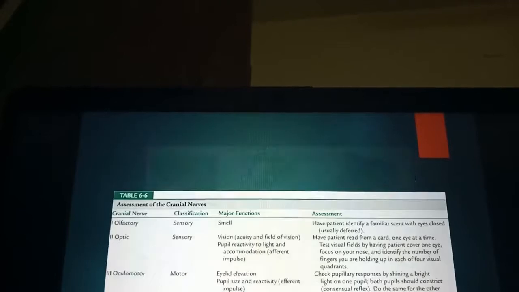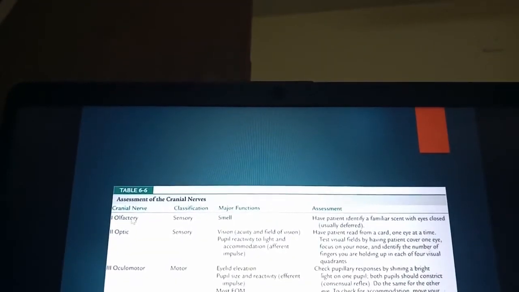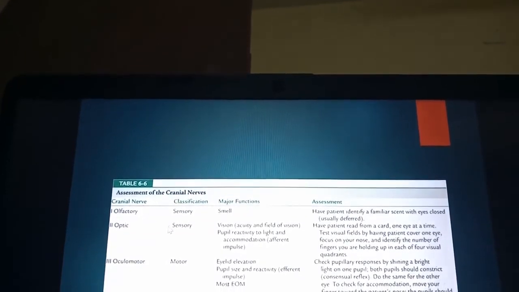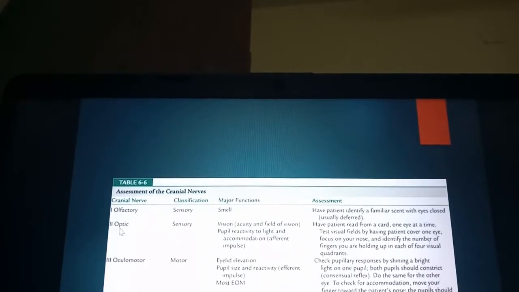but anyway, some of the important things maybe I can tell you. Olfactory cranial nerve is sensory in nature, major function is smell, and here is a method of assessment. You can just go through it. We will do a practical demo after you come back to college.